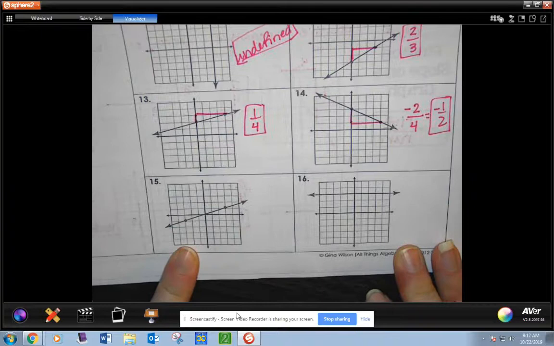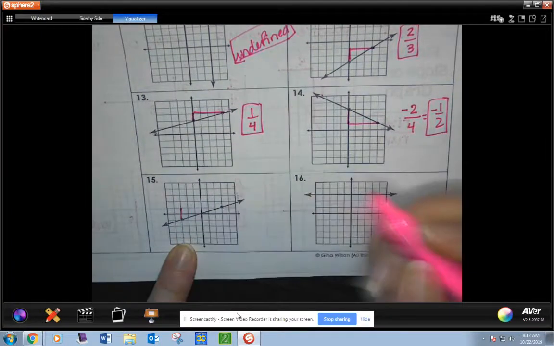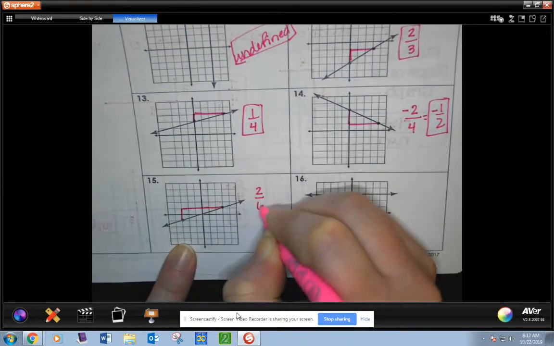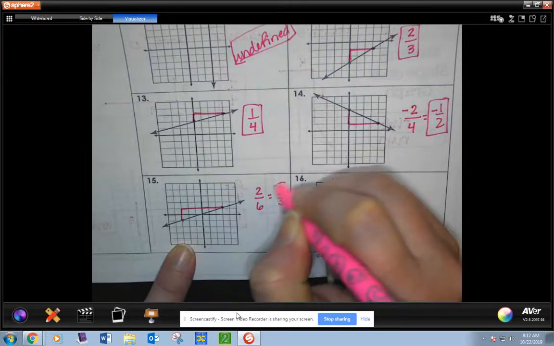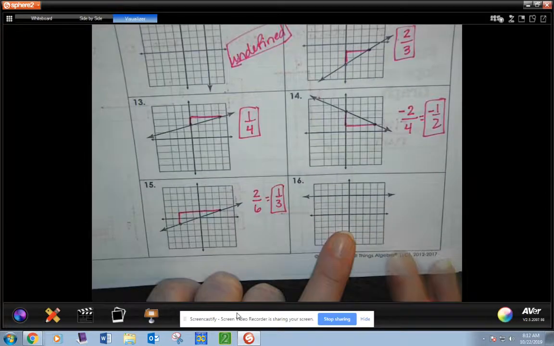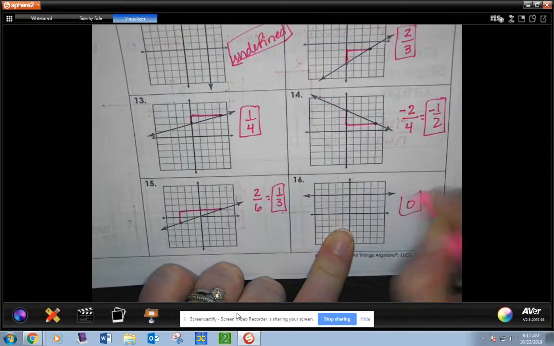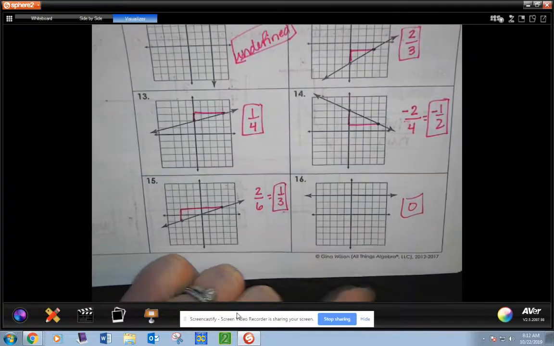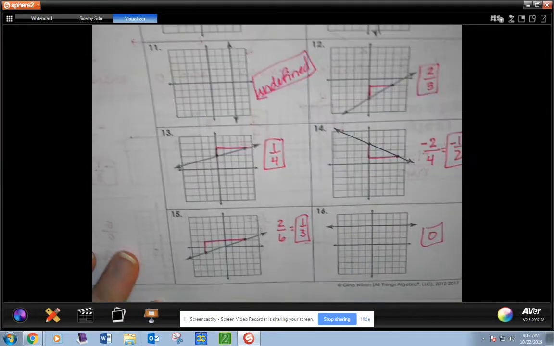15, is it positive or negative? Positive. So how many did we rise? 2. How many did we run? 6. Can 2/6 simplify? 1/3. Last one. It's just 0 because it goes straight across. Remember, don't put a slash through your 0 because that means it is no solution. Okay? All right.